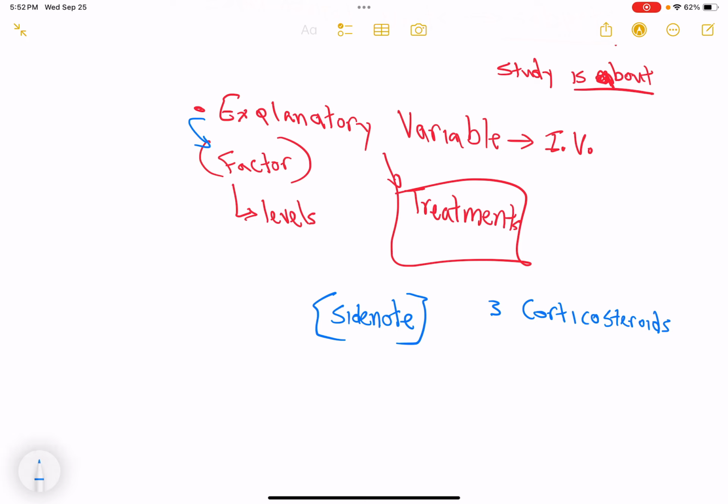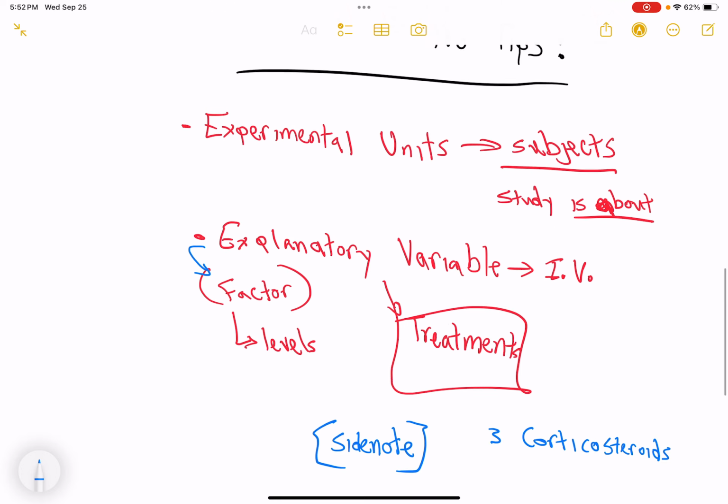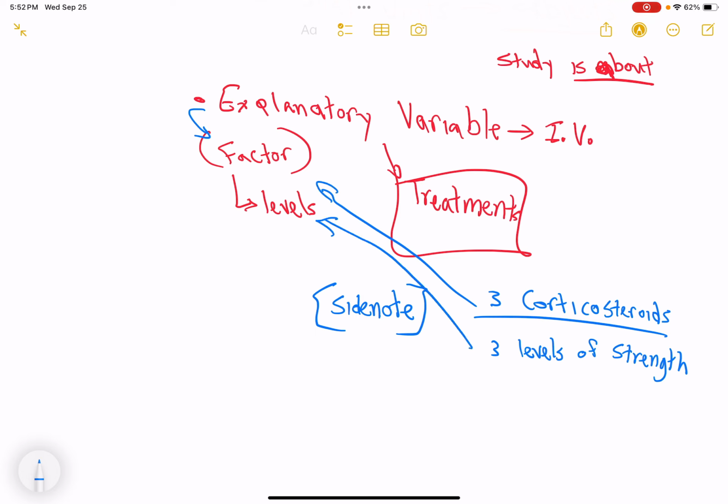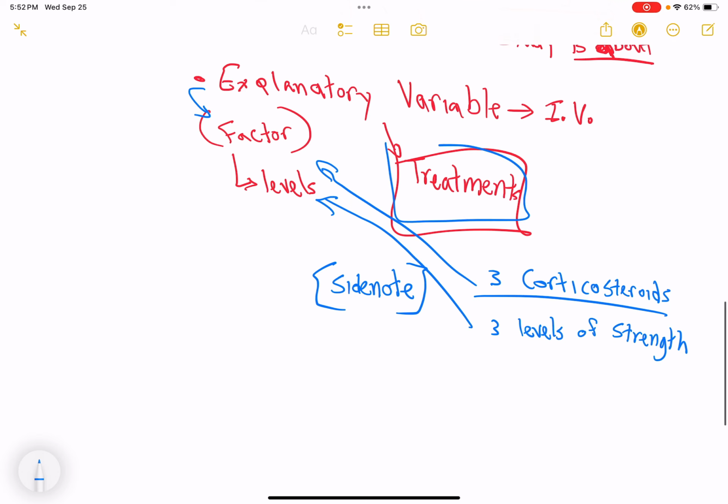So imagine for a second, right, that we have these particular kinds of corticosteroids, right? And those 3 corticosteroids come in 3 levels of strength. Right? So now we have 3 kinds of corticosteroids, right? Which is an explanatory variable, 3 different ones, and we have 3 levels for each one of those corticosteroids. Now, when I say what's the treatment, a lot of times people, especially in class, have asked me, hey, Mr. Mays, you don't understand, what's the difference between treatment and factor or treatment and explanatory variable? And here you'll see. The explanatory variables are the corticosteroids and the levels of strength.